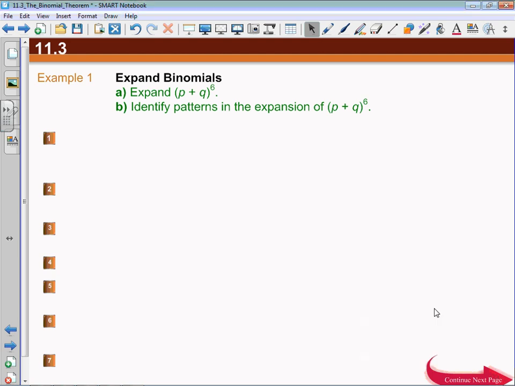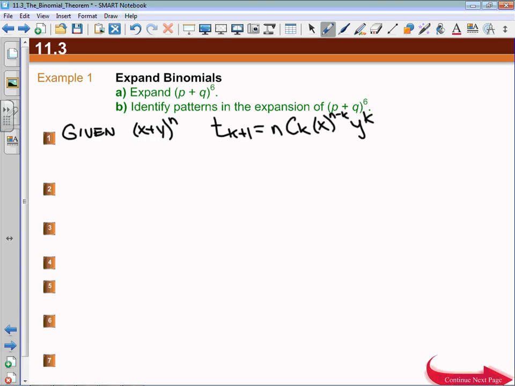In 11.3 example 1, it asks us to use that expansion. And I want to again come back to what's on your formula sheet, that if you were given (x + y)^n, then term k + 1 would be n choose k times x to the power of n minus k times y to the power of k. And I'd like to identify that in this example, we are going to take a look at the expansion.